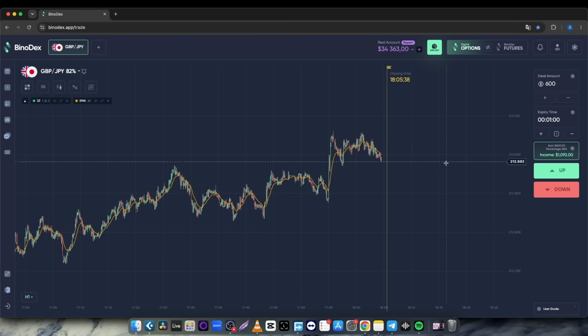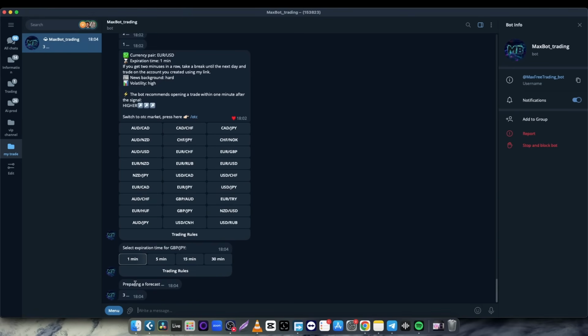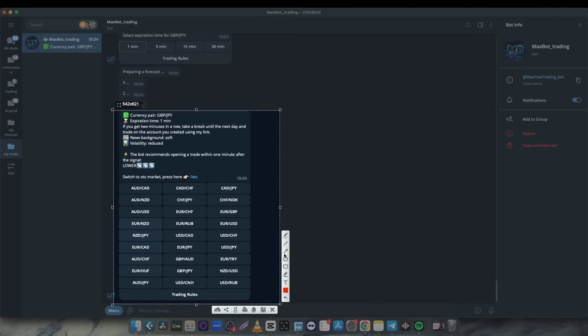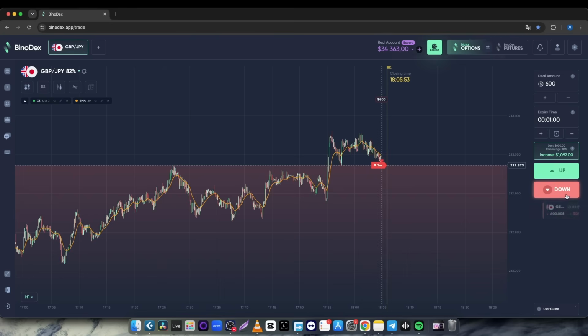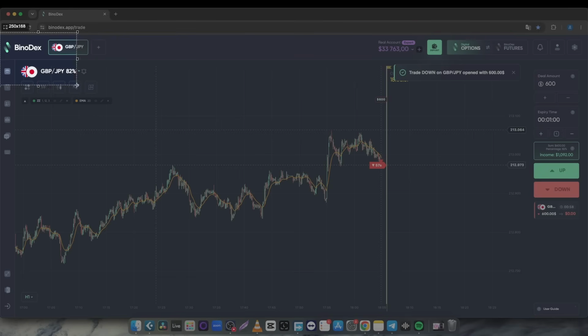Now all I have to do is go back to the trading bot interface and press the expiration time button for 1 minute. As you can see, the artificial intelligence is preparing a forecast, and after analyzing the market, the bot has signaled that the price will go down. Well, now I'm switching to Binodex, carefully studying the chart, and deciding to open a bearish trade based on the signal from the free trading bot.